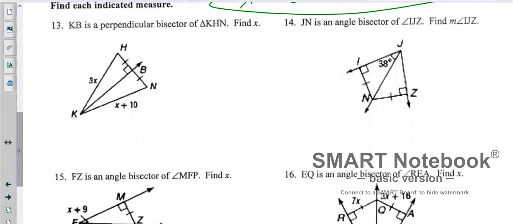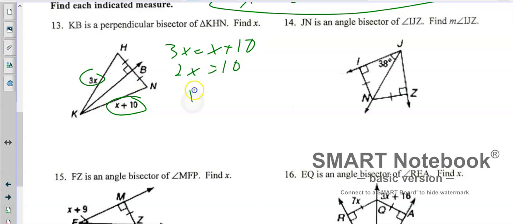All right. KB is a perpendicular bisector. So we know these two are equal to each other. It's one of the properties. Subtract x. 2x equals 10. So x is 5, and that's all we need to do.